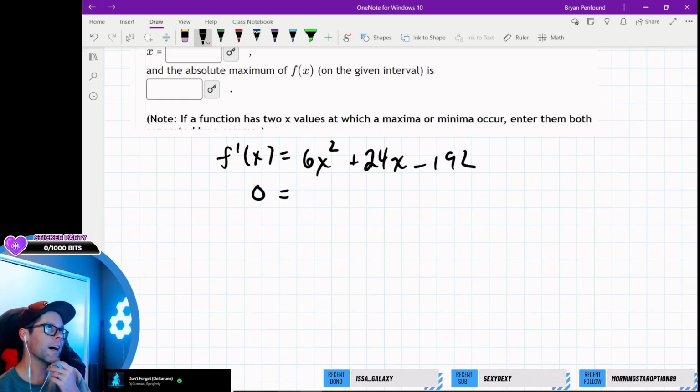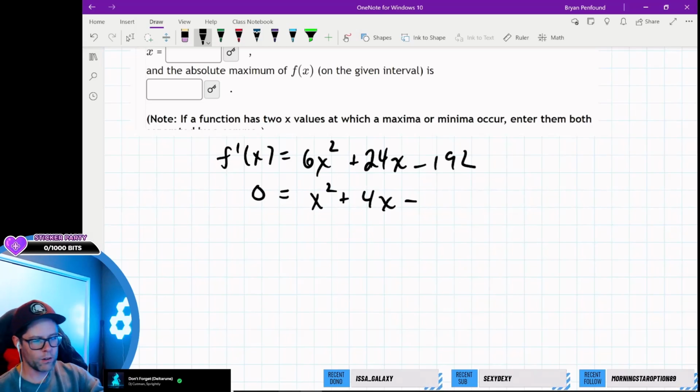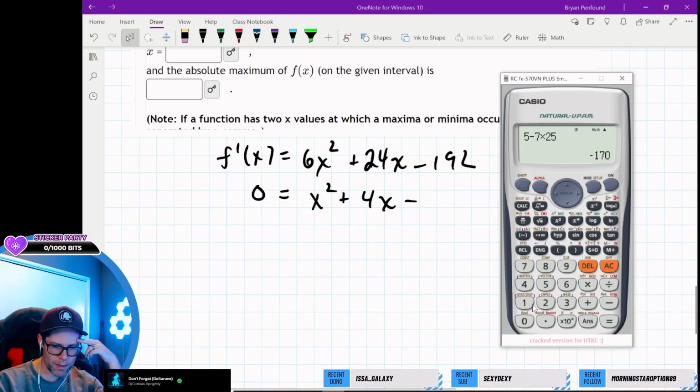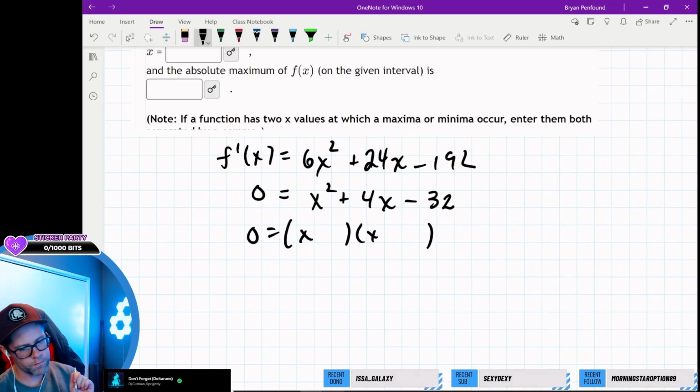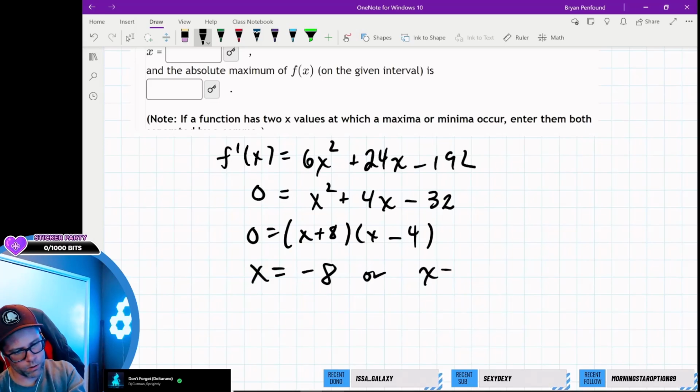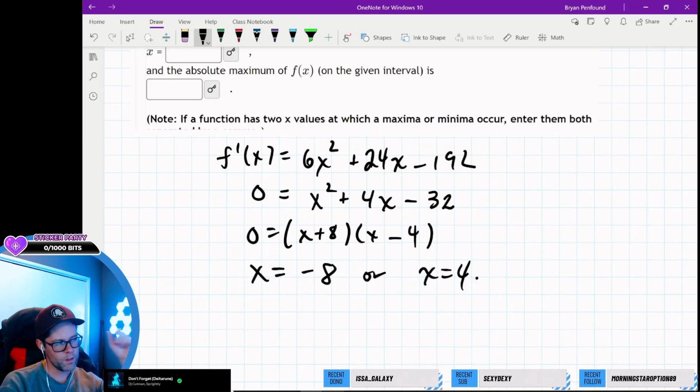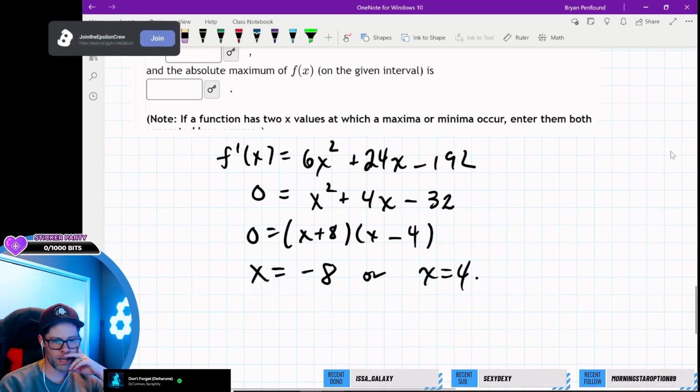So if we divide by 6, I think everything here is divisible by 6. So x squared plus 4x. I don't know what 192 divided by 6 is, but I feel like that should theoretically be possible. Sorry, 192 divided by 6. It is 32. So now I'm wondering, is it possible to easily factor this? Why do 8 and 4 feel like a thing? Maybe like positive 8 and negative 4. So x equals negative 8 or x equals 4. Those seem like reasonable x values to think about.